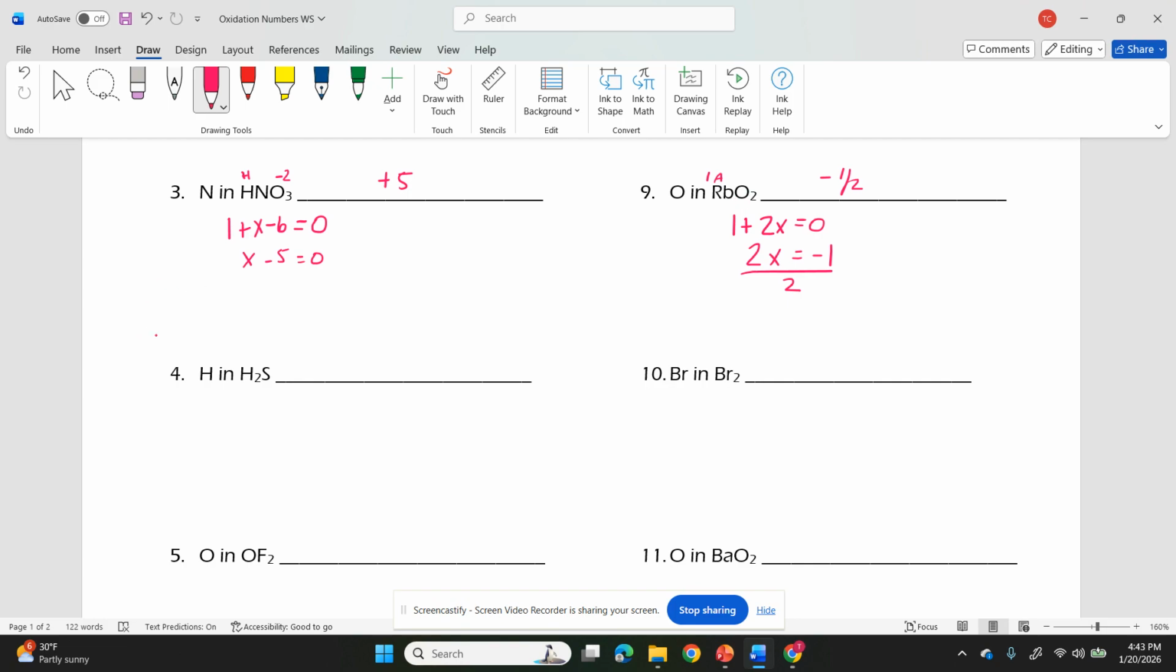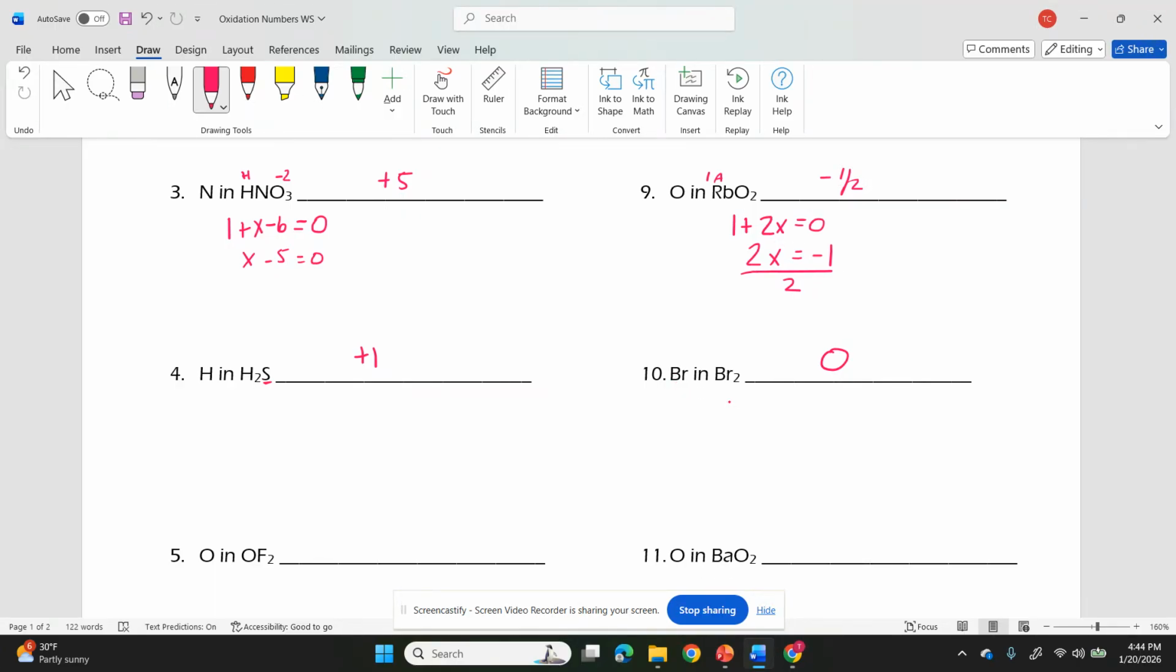For number 4 down here, we should have actually gotten the rule +1. We didn't have to solve anything for this. Hydrogen has a rule that states when it is bonded to a nonmetal, which sulfur is a nonmetal, it's always going to be a +1 charge, and so I don't have to solve for anything. For number 10, you guys should have gotten a charge of 0.